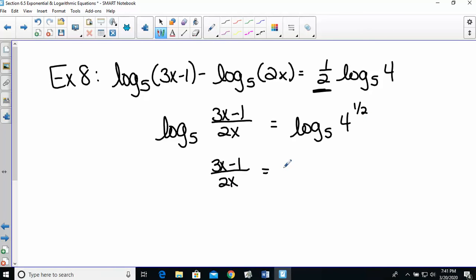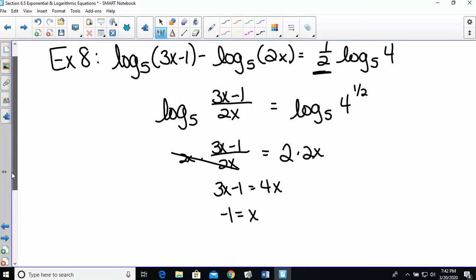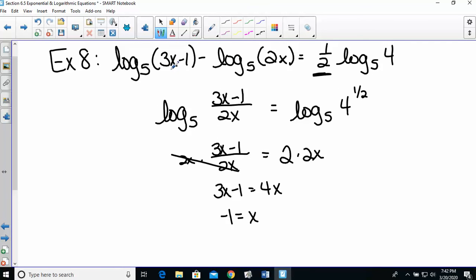I'm going to go ahead and simplify. 4 to the 1/2 just means the square root of 4, so that's 2. So we can multiply by 2x on each side. If I subtract over my 3x, I get x equals -1. Check. 3 times -1 minus 1 is -4. You cannot do the log of a negative, so this does not work. It is a no solution.